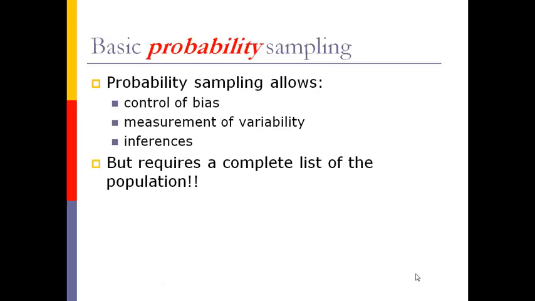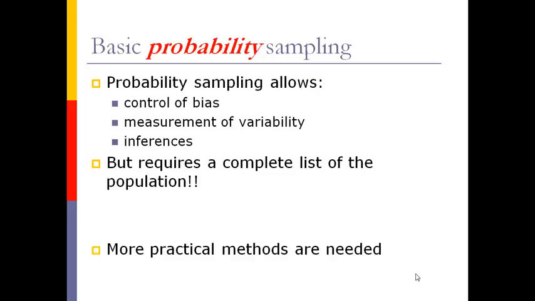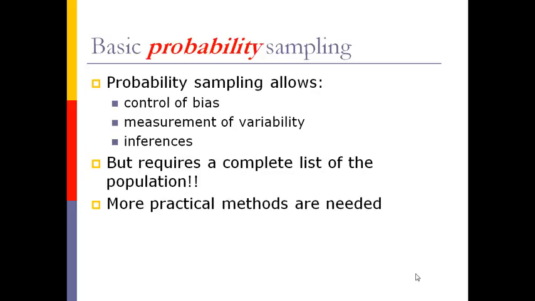Okay? But the problem is that it requires a complete list of the population, even if it's just the available population, and that list may not be available. That means that we're going to need more practical methods to do some sampling, which somehow get away from the need to have a complete list of the population. Some of these are called non-probability methods, and they're dangerous, and we're going to look at those in the near future.